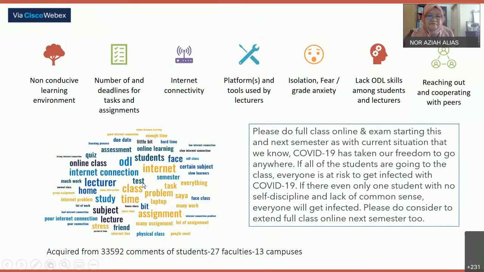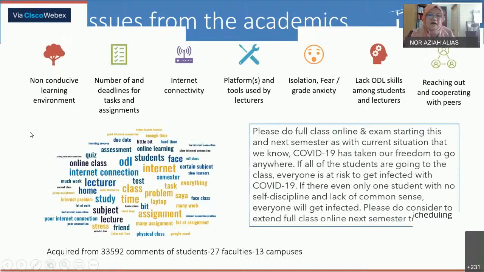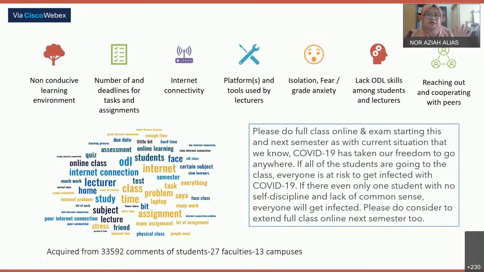So when we ask the students in that survey that I showed just now, these are the things that they were saying: non-conducive learning environment. This is actually very sad, in fact, because some of the students are living with 12 others in a small apartment. They couldn't really learn or study or do their assignments. They have only the bed where they learn, they do their tasks, they do the assignments and so on. And lecturers forgot about students taking 7 courses, so they give a lot of tasks, a lot of assignments, because they don't see the students. They feel like I have to give them tasks every day, even on weekends. So students were complaining about that.